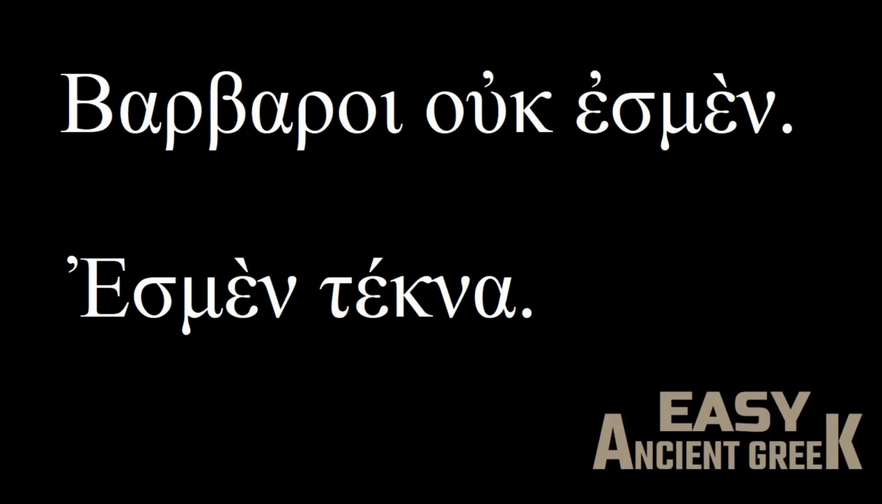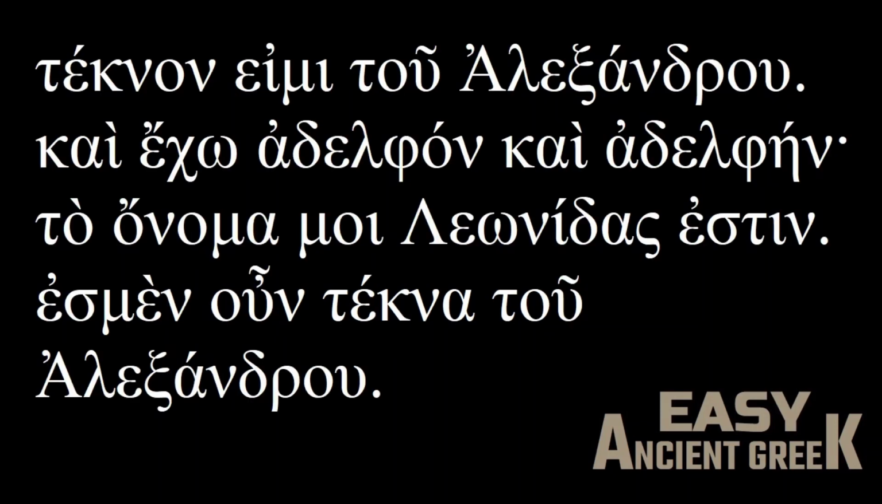Okay, we're ready now for the continuation of the story, but there's one word that you'll have to guess in the last sentence, so watch out for that. Teknon imi to Alexandro, kai echo Adelphon kai Adelphein, to onoma moi Leonidas estin. Esmen on tekna to Alexandro. Could you figure out what on means? It means therefore or then, which it kind of sounds like.